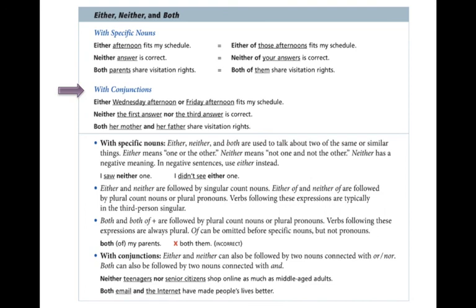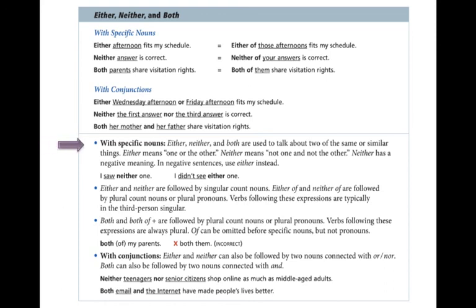With conjunctions, either Wednesday afternoon or Friday afternoon fits my schedule. Neither the first answer nor the third answer is correct. Both her mother and her father share visitation rights.